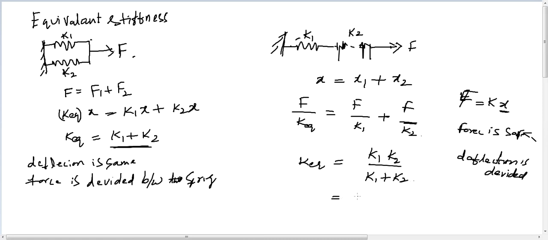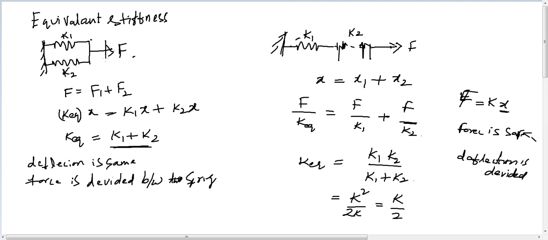If the stiffnesses of both springs are equal to K, it is K square by 2K, which is nothing but K by 2. That means the stiffness is decreasing, that is the strength of the spring is decreasing by connecting in series. If we connect the springs in series, the effective stiffness will reduce, but if we connect in parallel like this, the effective stiffness will increase.